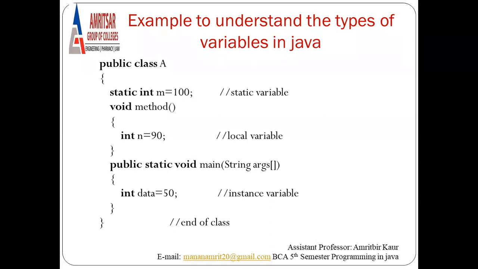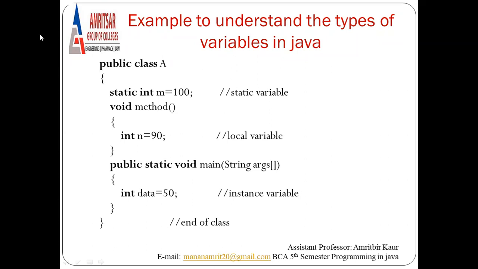At last, there is an example which demonstrates the different types of variable. Firstly, here we write a class A, public class A. In the body of this, firstly we declare and initialize a static variable: static int m equals 100. So the memory location for m will be allocated only once, and it will be used by all objects.